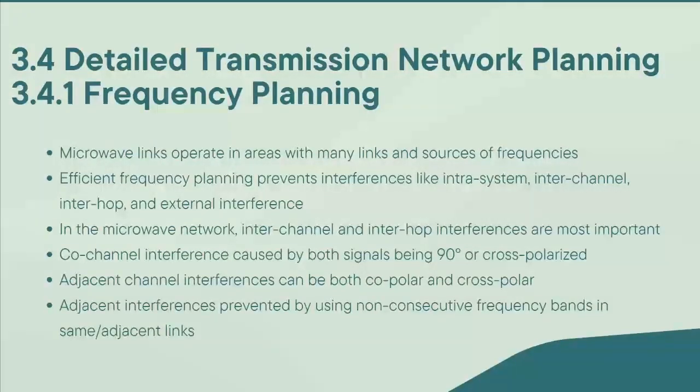In the microwave network, the interchannel and inter-hop interference are the most important. Co-channel interference is caused by both signals being 90 degrees or cross-polarized, while adjacent channel interference can be both co-polarized or cross-polar. Adjacent interference is prevented by using non-consecutive frequency bands in the same or adjacent links.